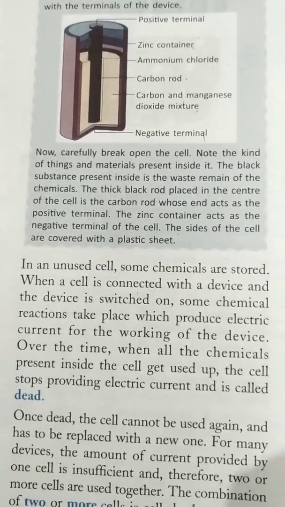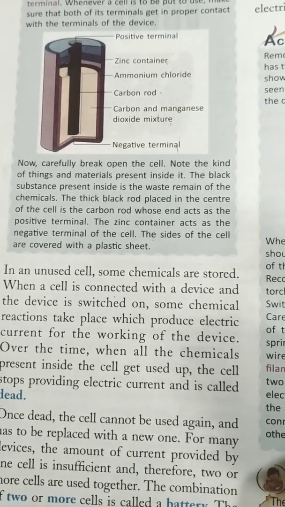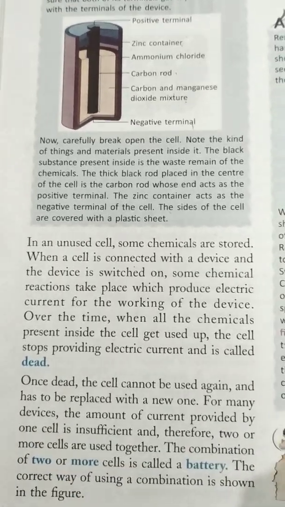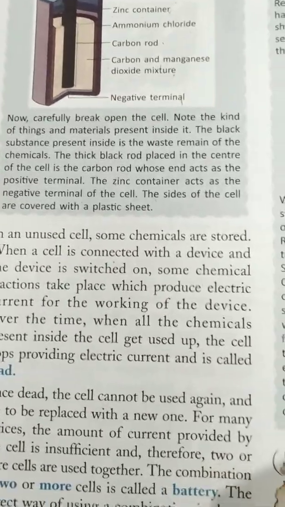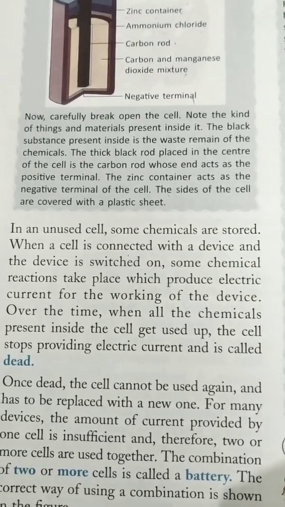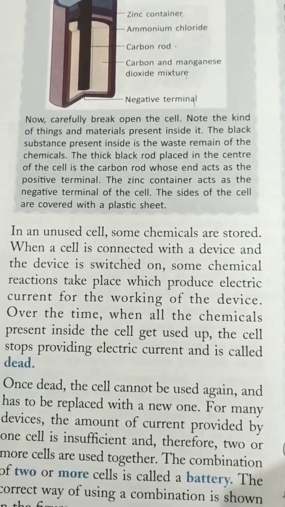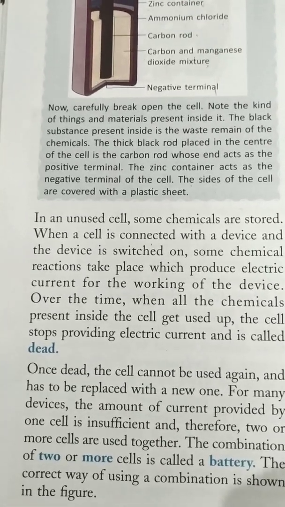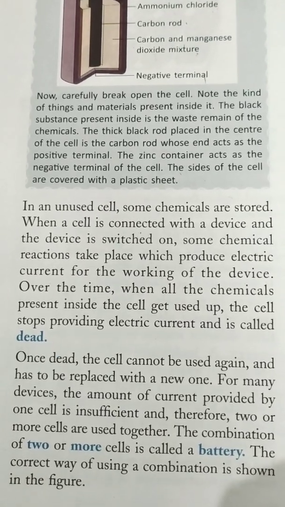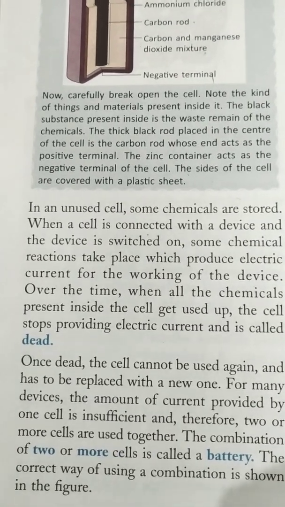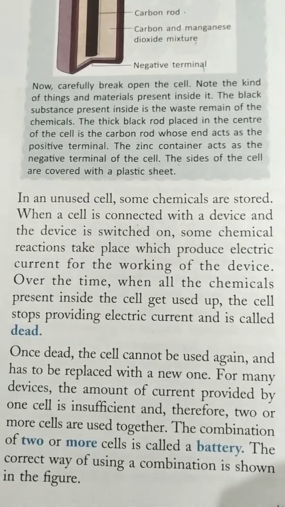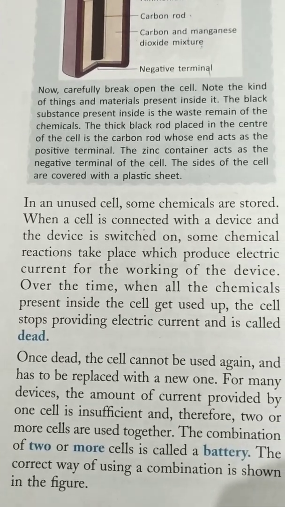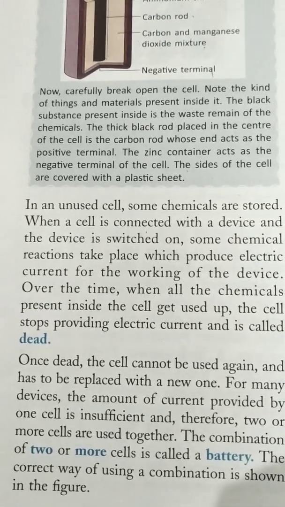Because cells are of very small size, and the amount of chemical they contain is very small, we do not use these cells to produce large amounts of electricity. We do not use them to run any fan, refrigerator, television, etc. For that purpose we need a continuous flow of electricity, and that electricity is generated in hydropower stations or thermal power stations.